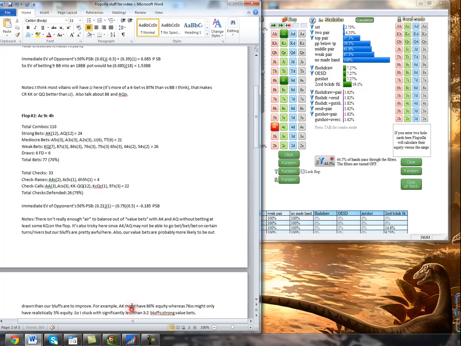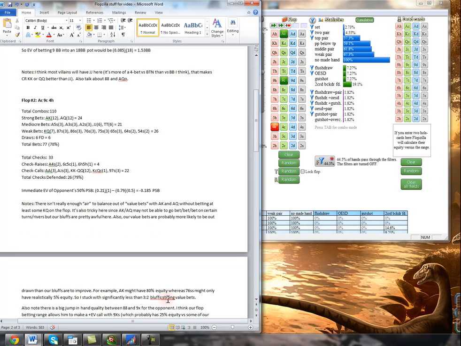For example, ace-king might have 80% equity, whereas 7-6 of spades might only have, realistically, probably more than that, but 5% robust equity. So I stuck with significantly less than the 3-2 bluffs to strong value betting ratio on the flop. So again, the ratio comes from a model. It's not perfect, but that was kind of the ratio that I've talked about in other videos where, if you're betting with a very polarized range in a 3-bet pot, you might want around 3 bluffs for every 2 value bets. Of course, in reality, our range is never perfectly polarized and stuff like position matters.